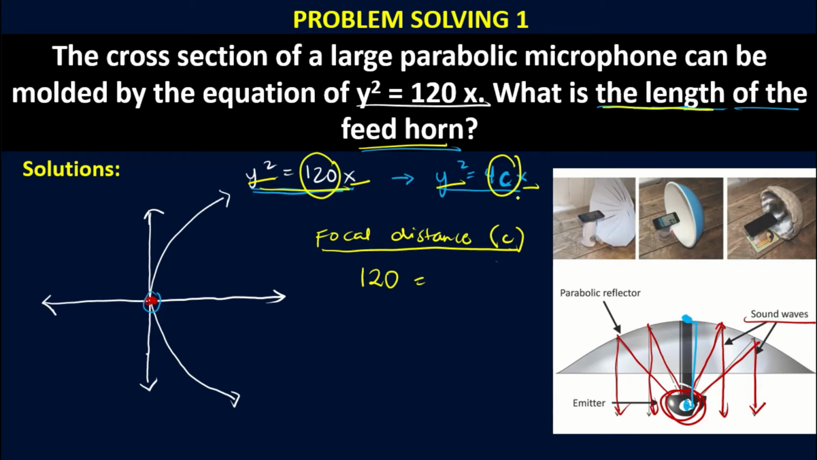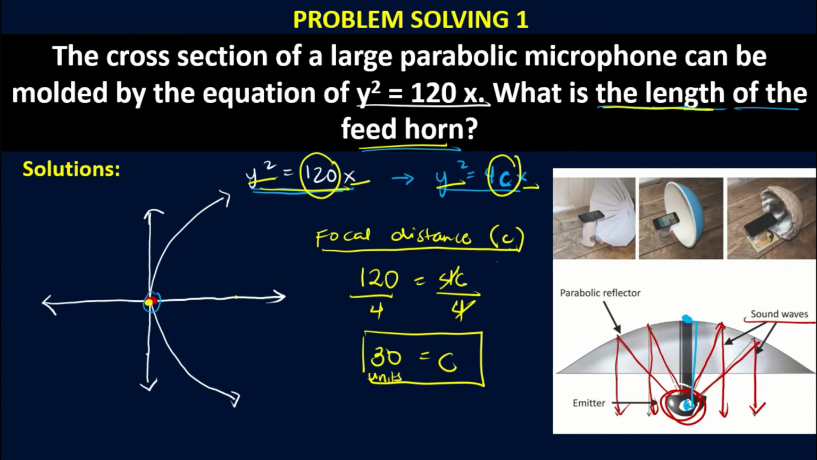So, again, 120 is equal to 4c. And divide both sides of the equation by 4. So cancel. So, c is equal to 30. So, ano ibig sabihin ng 30 na yan? Yung 30 na yan ay yung distance, or we have 30 units. Okay, so we have to use 30 units. Yun yung magiging distance ng ating feed horn dun sa ating parabola or dito sa vertex ng ating parabola.